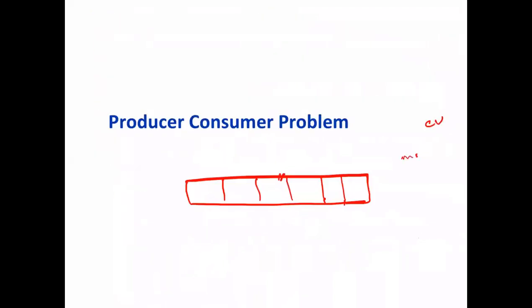We can say it's max something. There's a maximum number of slots in the buffer, right? And the producer is going to put items into it, and the consumer is going to consume, so it will take things out. Okay, this is a very simple problem. Now, what is the important thing here? The producer cannot put items into this buffer if the buffer is full, and the consumer cannot consume anything from it if the buffer is empty.